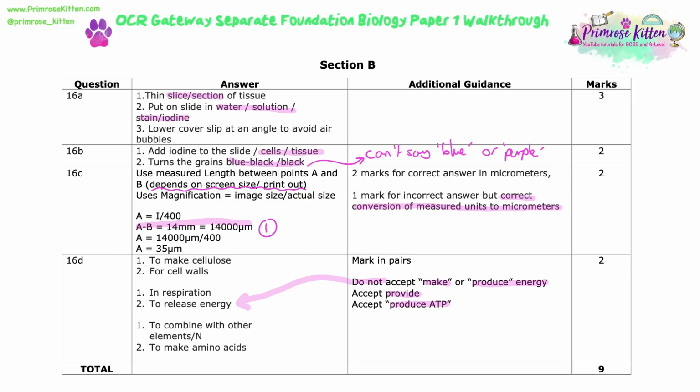For 16D, main thing here, we talked about the cellulose and we talked about the respiration. You can also say to combine with other elements or nitrogen specifically to make amino acids. Or you could maybe talk about combining to make fatty acids as well. But the main thing here is if you're going to do the respiration answer that we did, you need to say to release energy. You can't say make energy. You can't say produce energy. You could say provide energy for the cell, that's fine. You could say produce ATP instead of releases energy, but as long as you've made sure you haven't said the idea of making or producing, because energy cannot be created or destroyed, rule of thermodynamics, so we can't have that as an answer whenever we're talking about energy in the cell.